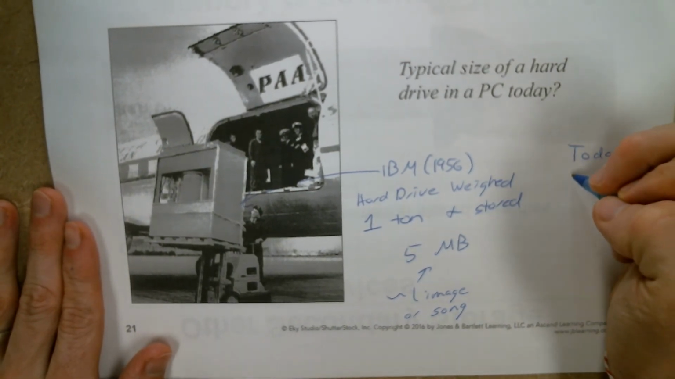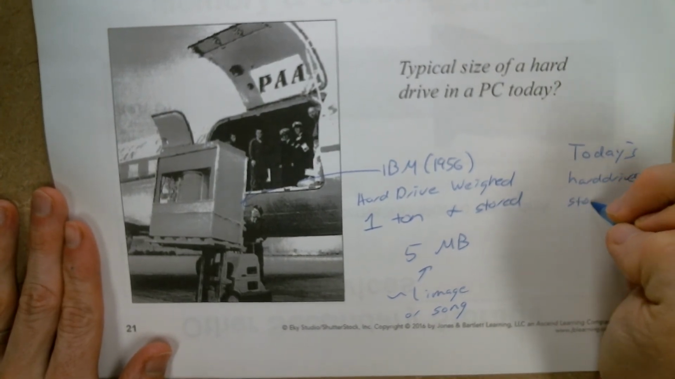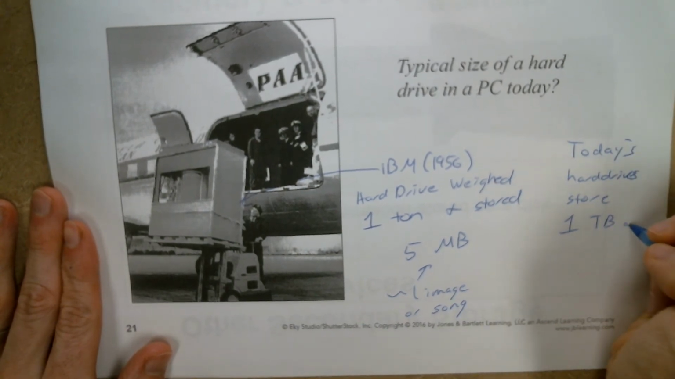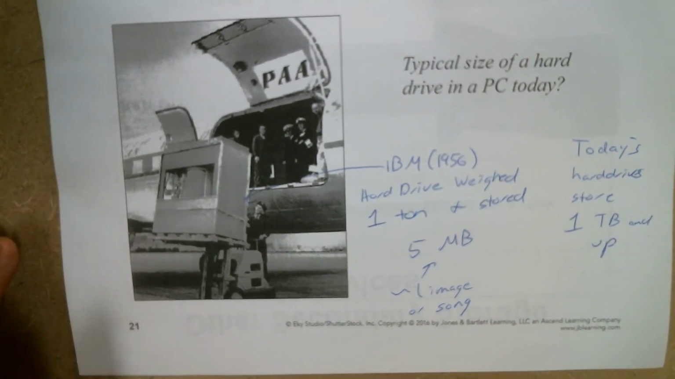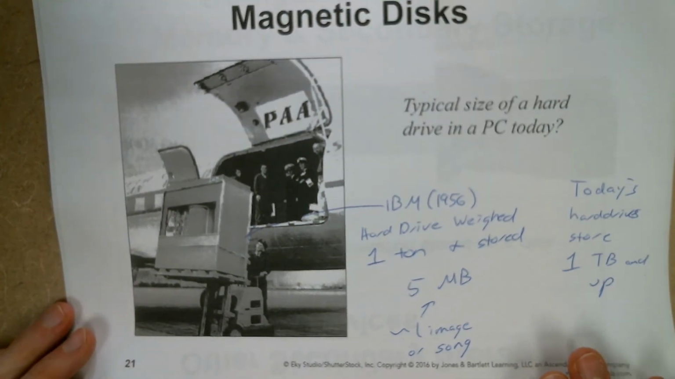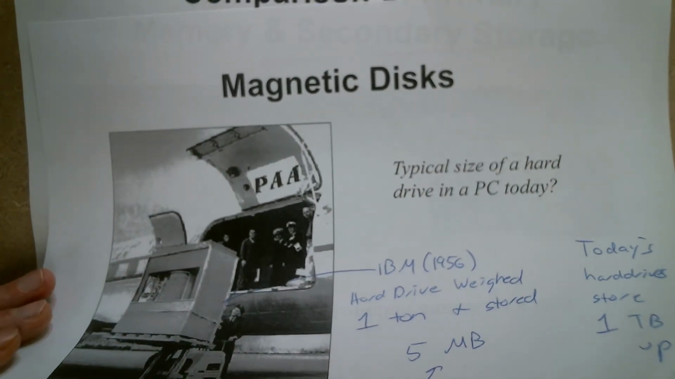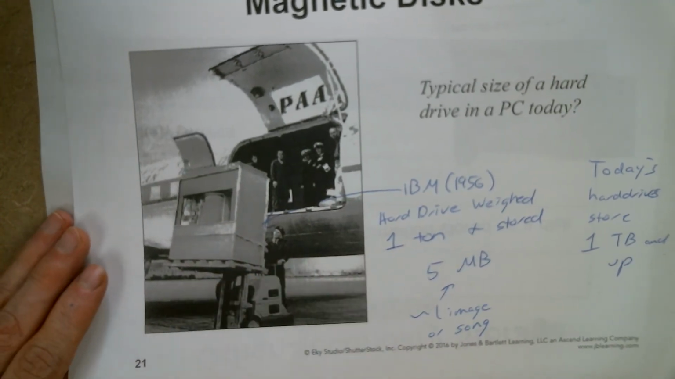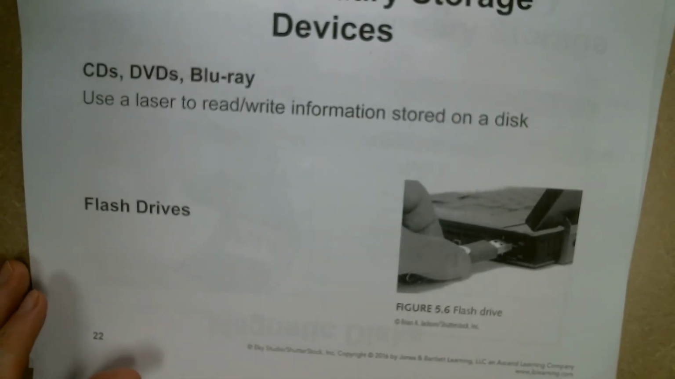Today's hard drives store 1 terabyte and up. Not that they can't store less than 1 terabyte, but a lot of them these days that you buy are going to start at 1 terabyte and just go up from there. Okay, so obviously we've come a long ways when it comes to storage and figuring out how to store things and so on and so forth. Now, hard drive is the primary secondary storage, but it's not the only secondary storage device that exists, right?